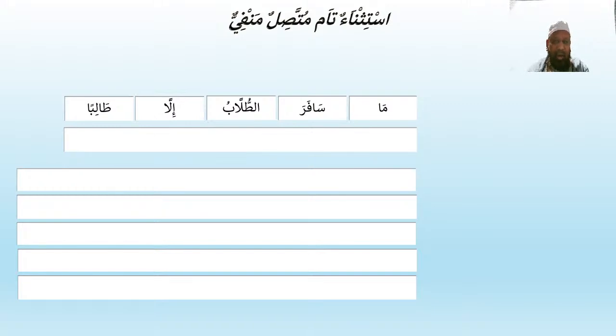Yes, instead of Talib, you can have any other ism, but it has to belong to Tullab. Has to belong or be part of Tullab. Otherwise, it's not going to be muttasil. So if you say Muhammad, everybody knows Muhammad is part of Tullab. Zaid, yes, it can be.